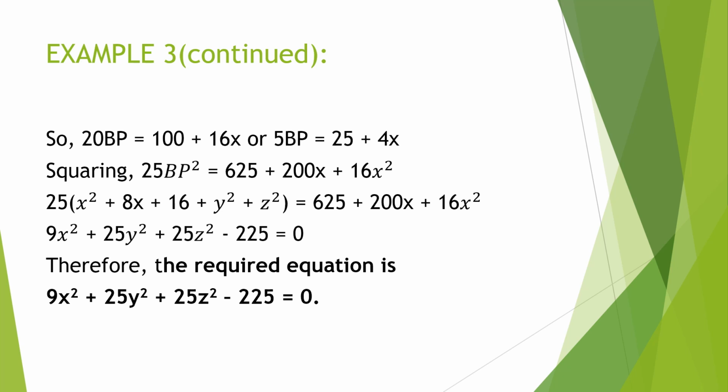Put the value of BP square. Simplify the equation. What do you get? 9x square plus 25y square plus 25z square minus 225 equal to 0. So the required equation is 9x square plus 25y square plus 25z square minus 225 equal to 0.